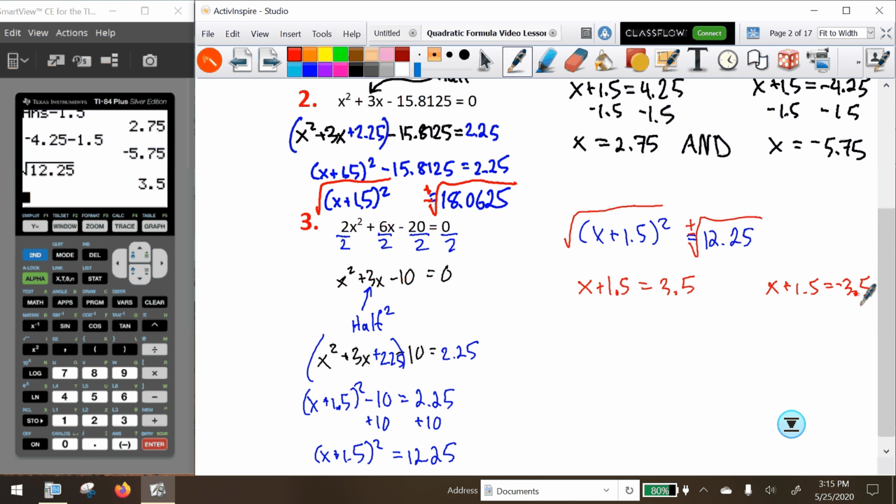All right, so we have to solve this by getting rid of that 1.5 that's being added to x by subtracting it. x is equal to positive 2. And x is also equal to negative 5. 2 answers, 2 and negative 5.